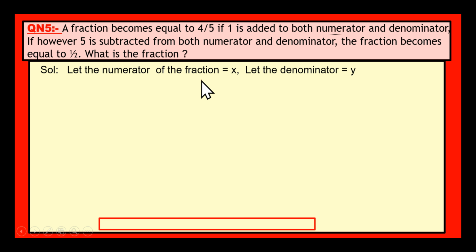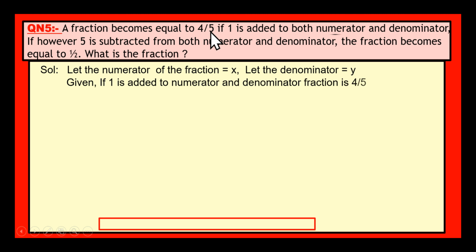Okay. Now, it is given that the fraction becomes equal to 4 by 5 if 1 is added to both numerator and denominator. The actual fraction numerator is x. Then if 1 is added, the numerator becomes x plus 1. Good. Similarly, the denominator is y. If 1 is added to the denominator, then the denominator becomes y plus 1, isn't it? Therefore, (x plus 1) by (y plus 1) is equal to 4 by 5.